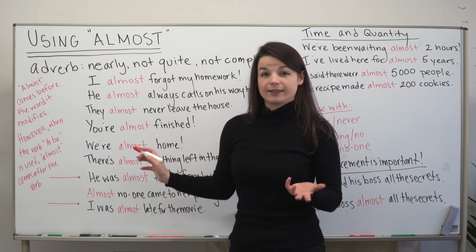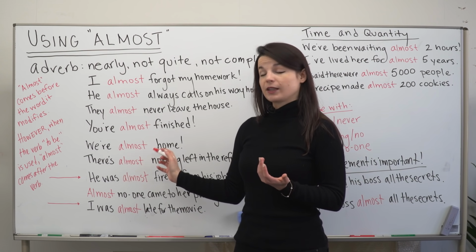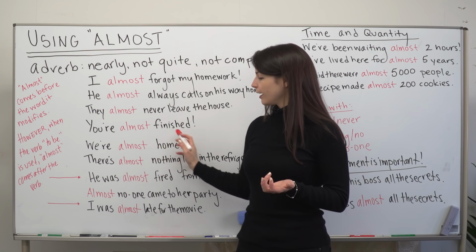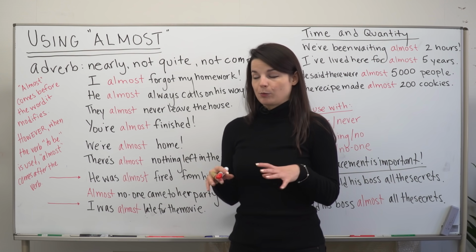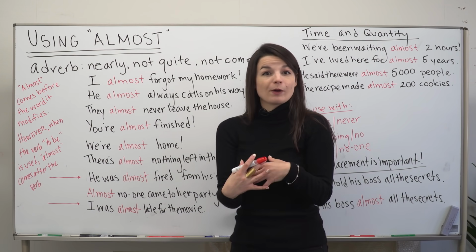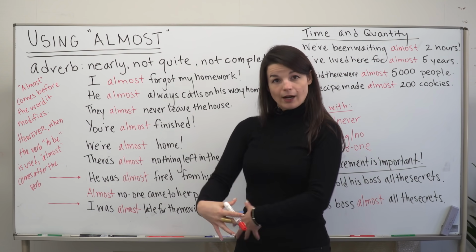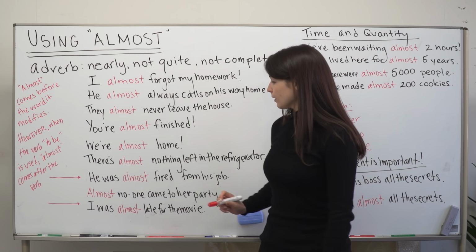Let's look at the next sentence then. We're almost home. In this case, almost is modifying the word home. Home, in this case, means at your place of residence, to be at your dwelling. So to be almost home means nearly at your house, in other words. So we can modify in this way.